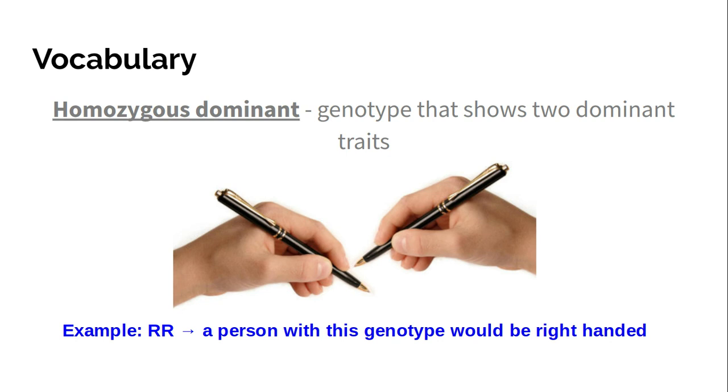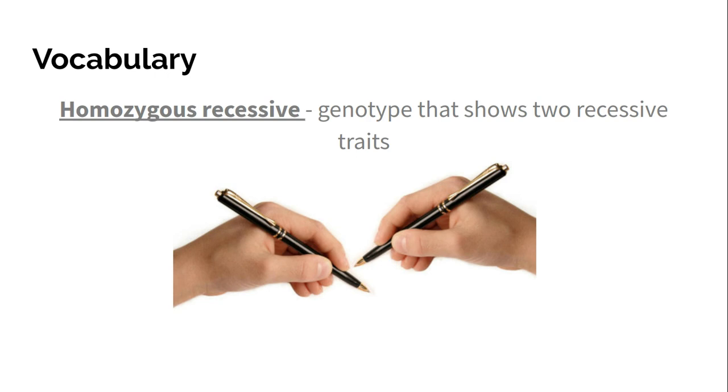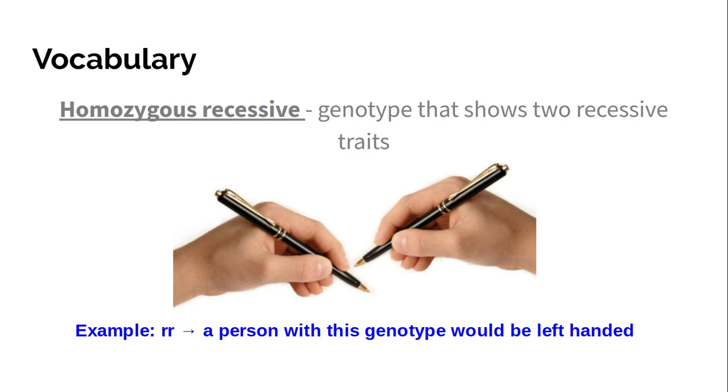So when we call something homozygous dominant, we mean that it has two big letters. It shows both dominant traits. So big R, big R. Again, someone who has two big R's is going to be right-handed. Homozygous recessive is the same idea. Okay, it's explaining to you the genotype, but it's also telling you that the letters are the exact same. So because it's recessive, it has to be two little r's. So the person that would show homozygous recessive is showing a genotype that is little r, little r, and they would show a phenotype that is left-handed.